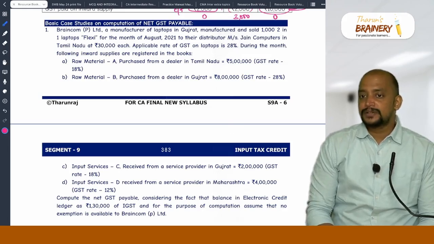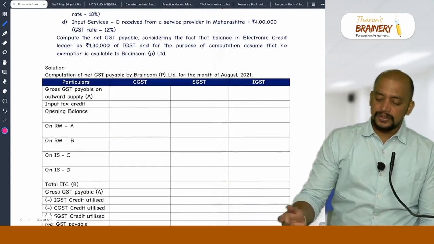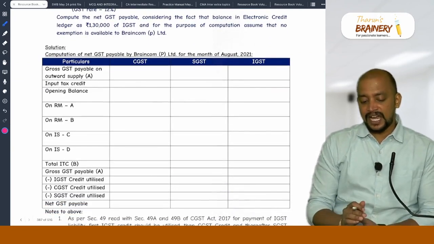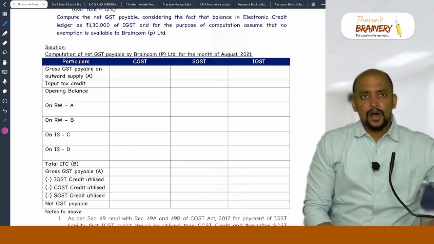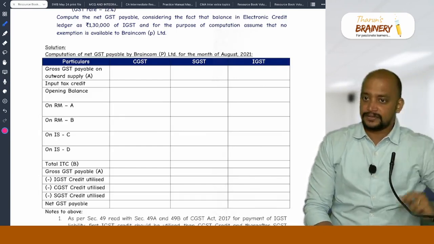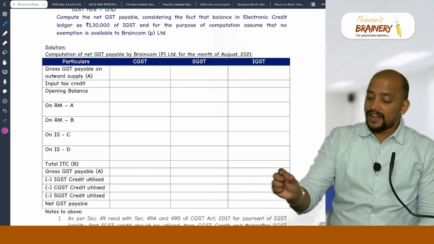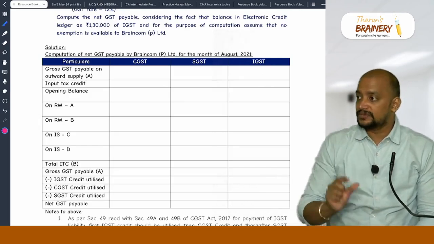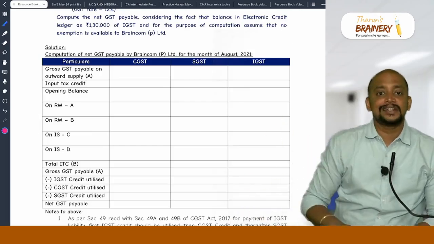So how many laptops? 1000 laptops. Correct. And what is the price of each laptop? 30,000. What is the rate of GST? 28%. So the mistake many students are making, which I have observed, is that they are not writing these workings. If you see the question paper, on the top of the question paper itself, it is clearly mentioned all workings should form part of answer. Have you seen this? But you will not do that. You will just calculate and the final number you will enter in the IGST column. That is wrong. So whatever you put in the calculator, ensure that you are writing in the answer sheet also.